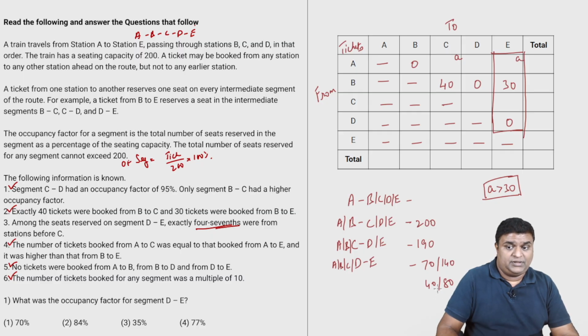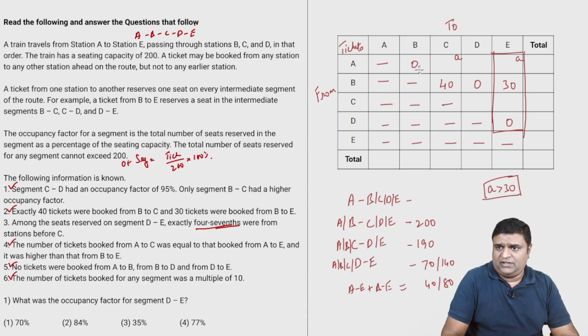Now, what are we told over here? This 40 and 80 are supposed to be those which were booked, which were from stations before C. Before C, what is there? A and B. So this 40 or 80 is nothing but A to E plus B to E. It's supposed to be 40 or 80.